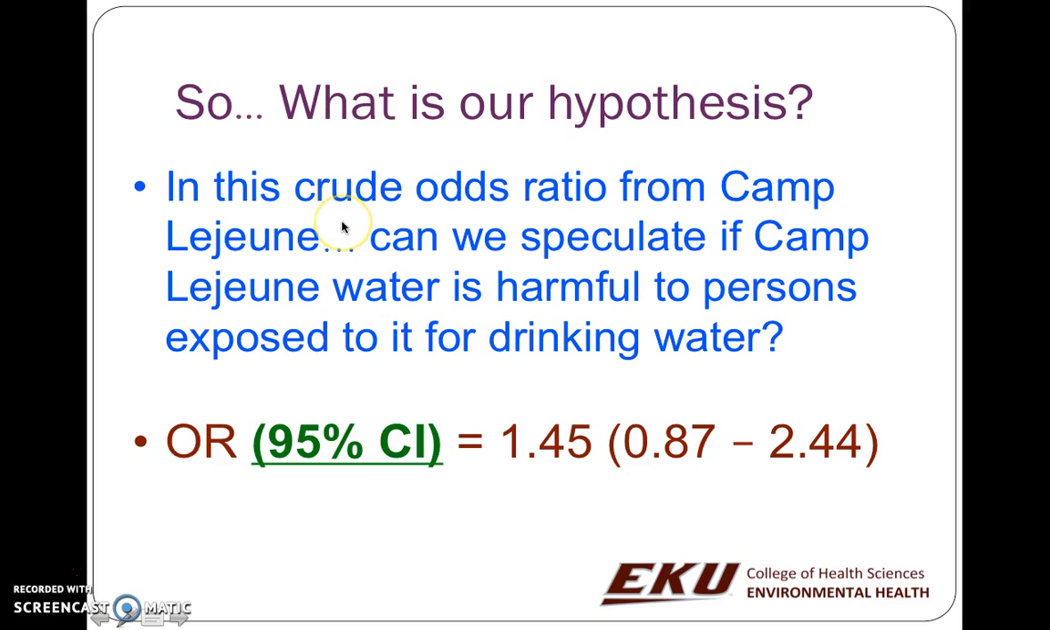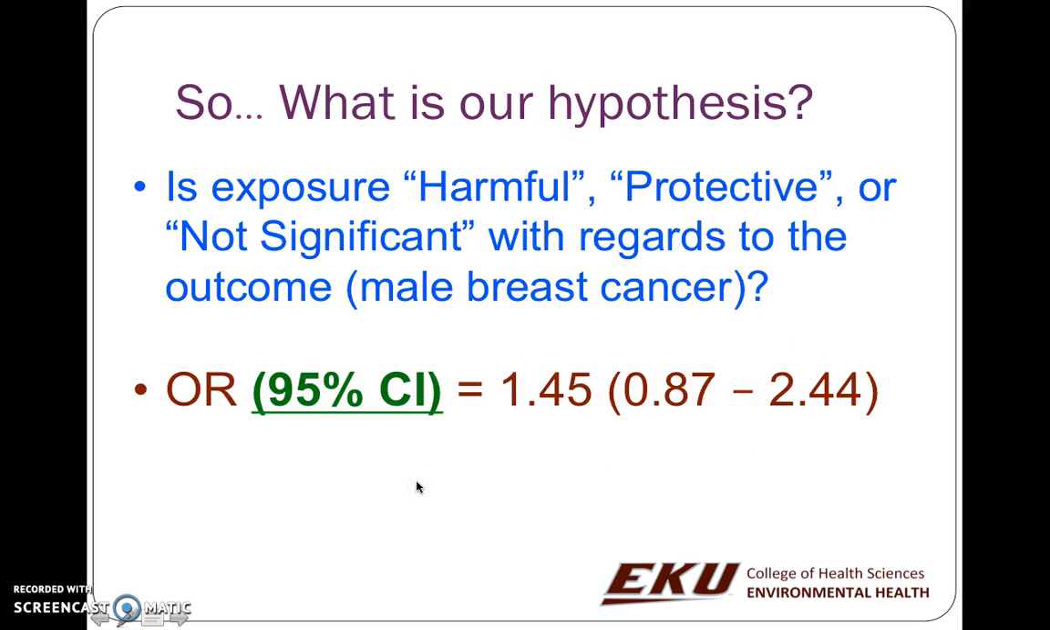So in order to use this confidence interval, it fits into hypothesis testing. So if we have a hypothesis that Camp Lejeune water is harmful to persons exposed to it for drinking water, we can then make a determination. Can we speculate if Camp Lejeune water is harmful to people or not based upon these numbers? We need a research question. Is exposure to this Camp Lejeune water harmful, protective, not harmful, not protective? So we can find that out using these numbers.